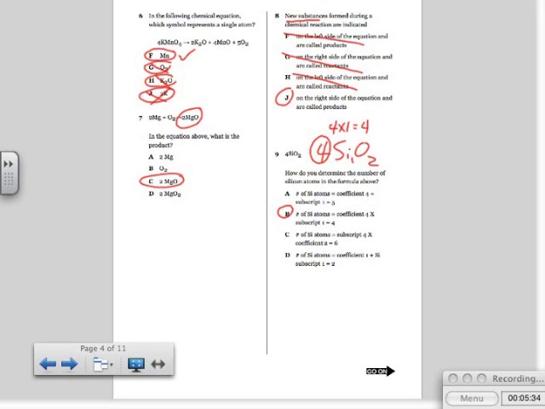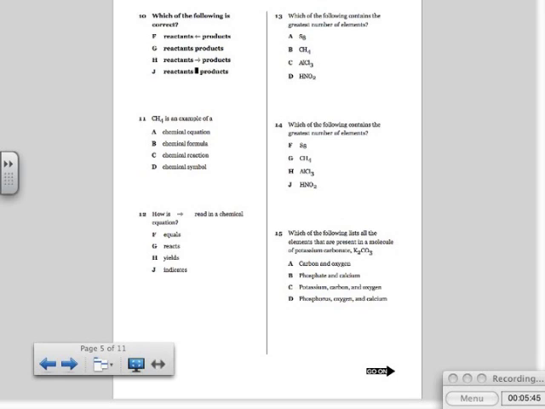The silicon atoms equals the coefficient 4 times the subscript 1, which equals 4, just like we did above, okay? Number 10, which of the following is correct? This one shows the reactants in the right place and the products in the right place, but the arrow is wrong. The arrow is pointing to the left. Letter G just shows reactants and products with no arrow, so that's incorrect. Letter H shows reactants with an arrow pointing to the right to products, that is correct. And letter J has reactants with some sort of box pointing to the products, that is also incorrect. So letter H.